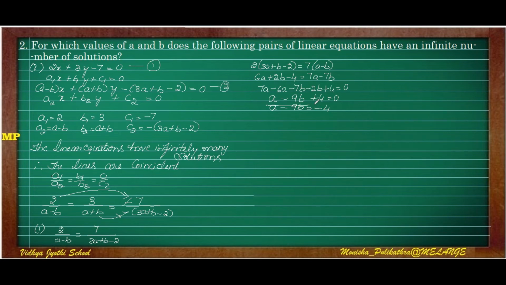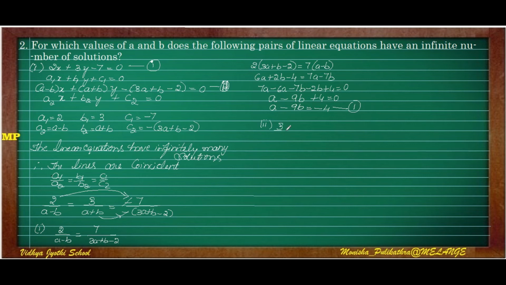So this is an equation form, a minus 9b is equal to minus 4. So let this be equation 1. I will take it as 1 and 2 in Roman numbers. So this is equation 1. In the same way, the second one, the last, we have to take.